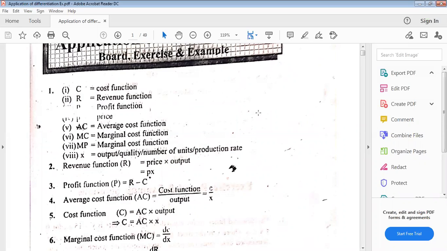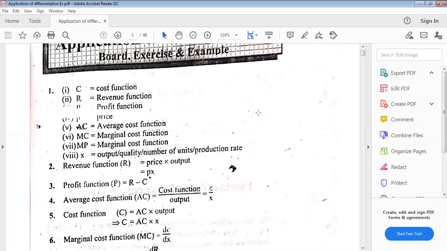That means in business you have to find out cost, revenue, profit, etc. You also have to find out average cost, marginal cost, marginal revenue, marginal profit, and the rate of change of demand, rate of change of supply, etc. This is why there are huge applications in business, economics and finance also.